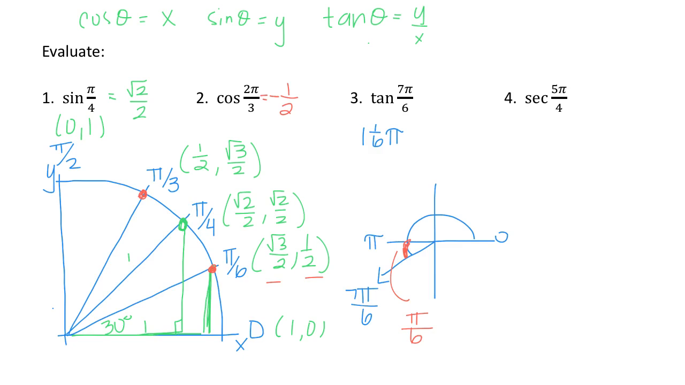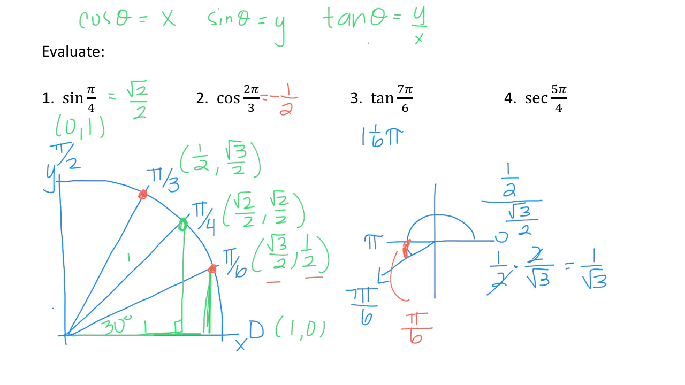So I'm going to take 1/2 over root 3 over 2 divided by root 3 over 2. So I need to simplify that. That's the same thing as 1/2 times the reciprocal, 2 over root 3. The 2's cancel out and I get 1 over root 3.